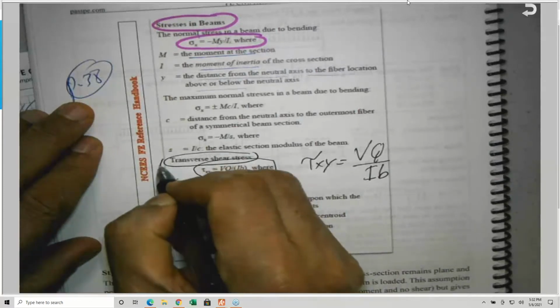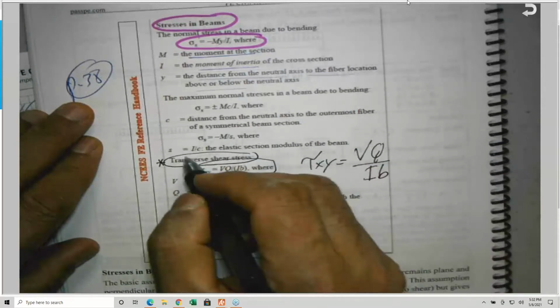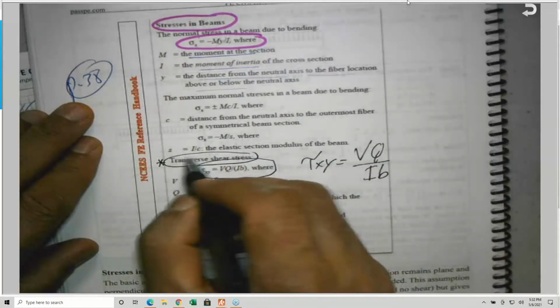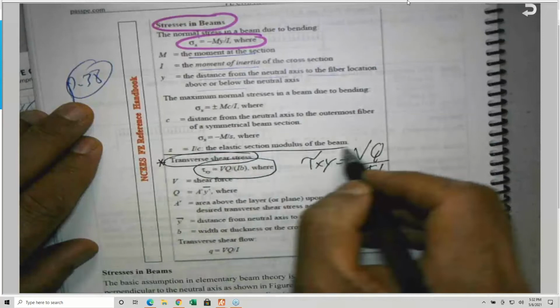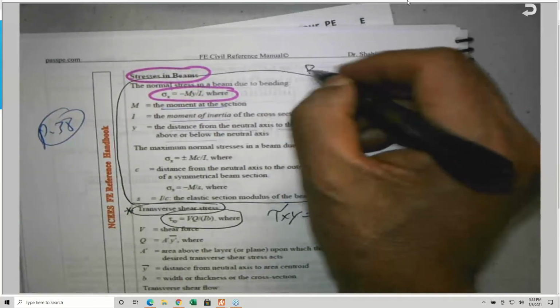So there are two types of stresses. You'll find that all of this is related to bending stress. Here it is. It does have three names. It's called bending stress.